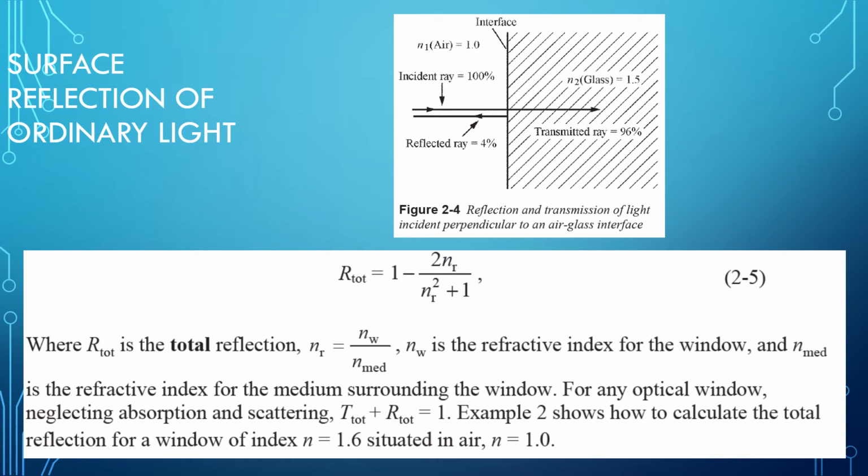So example 2, which we're going to get to in a minute, shows how to calculate the total reflection for a window of index N equals 1.6 situated in air, N equals 1. In this figure, the incident ray is 100%, and the transmitted ray is 96%, which means that our reflected ray is 4%, because they have to add up to 100%.